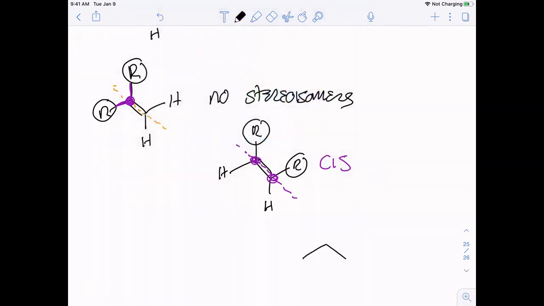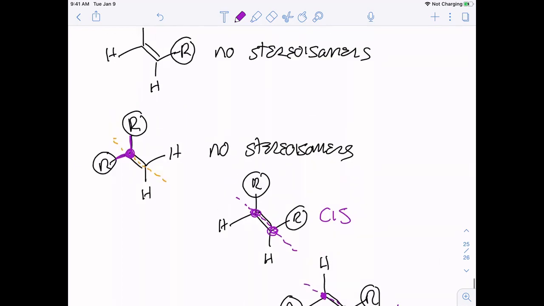If I was to draw it again, they're attached to different carbons. And when I draw a line through that pi bond, they're on different sides, so that is going to be trans. If I go back up to this first one, I guess it's the second one, but this one, they're on the same carbon, no cis trans isomers.